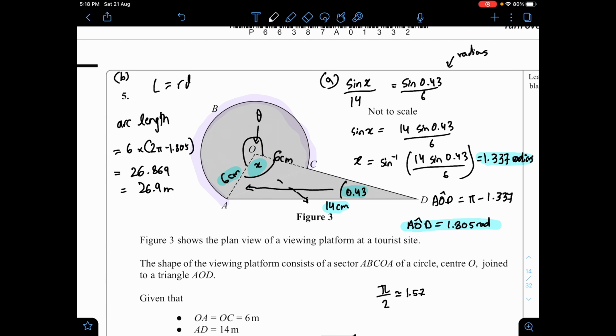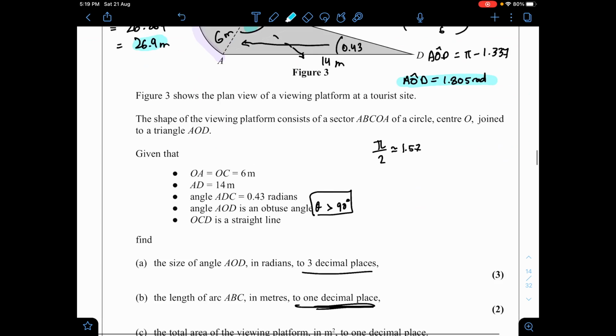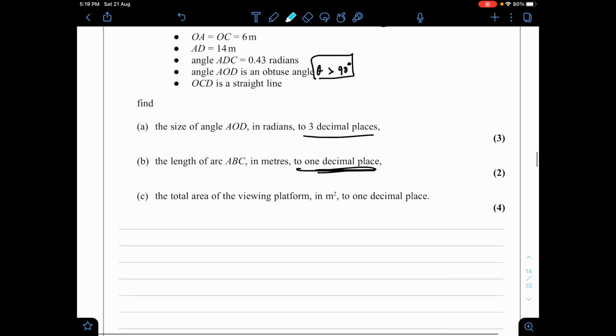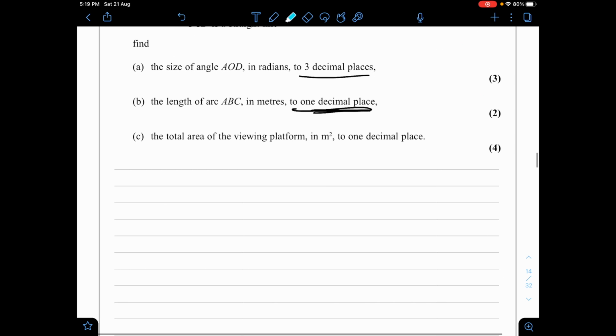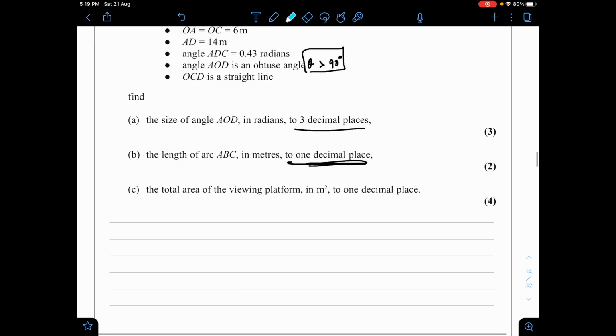Meters, and this should also be in meters. So that is 6 meters and meters, and this as well should also be in meters. So this should be in meters. All right. So yeah, this is the answer for this. 26.9 meters. Okay. So total area of the viewing platform in meters squared to one decimal place, right?